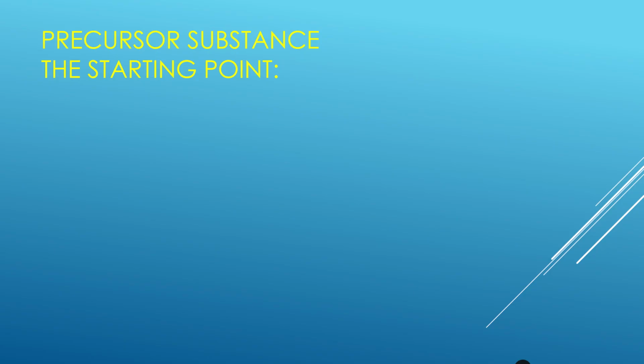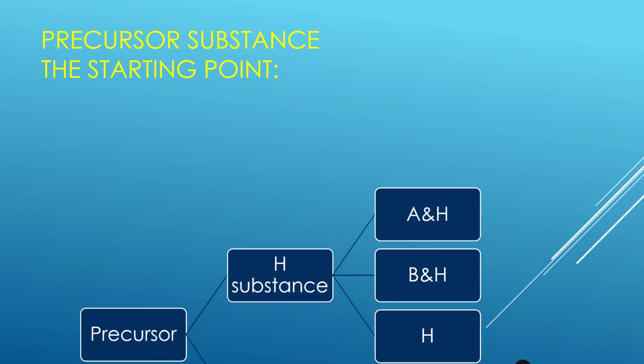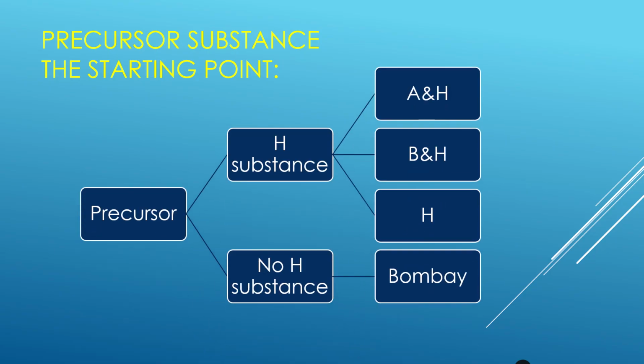The precursor substance is the starting point for creation of the antigens. This chart demonstrates how the antigens are formed. We start with a precursor substance, and we need to find out if the person carries the H gene, the capital H gene. If they carry at least one H gene, they can create H substance. Then we need to know what is their ABO gene, and then which antigens will be presented.